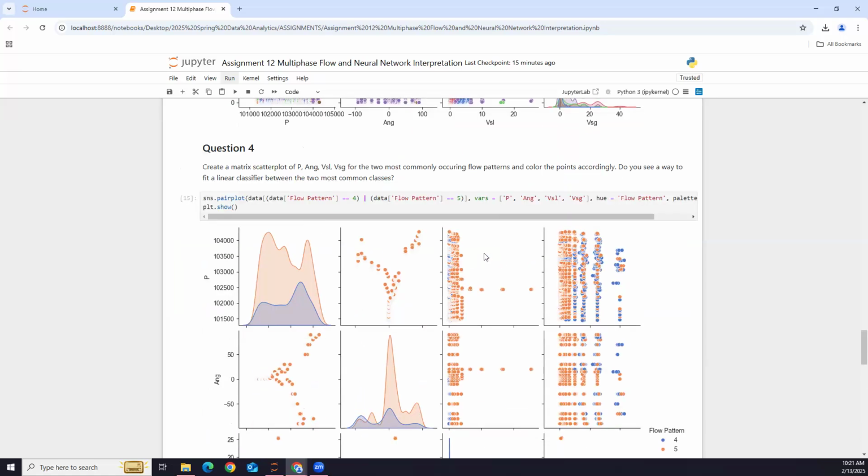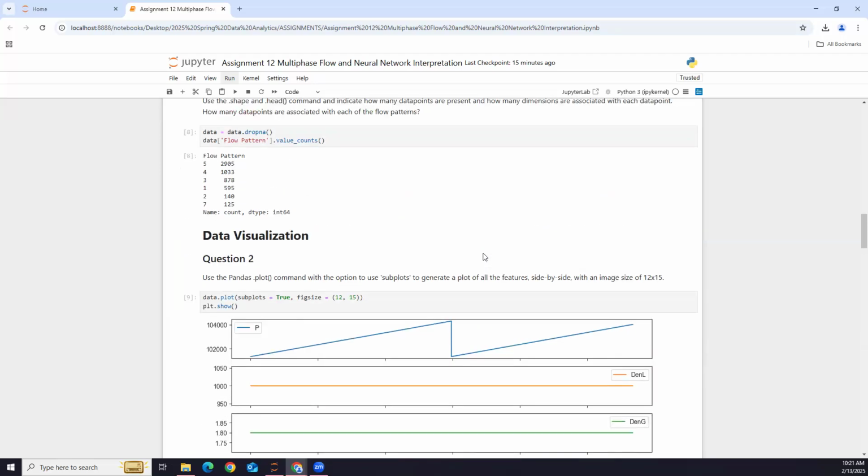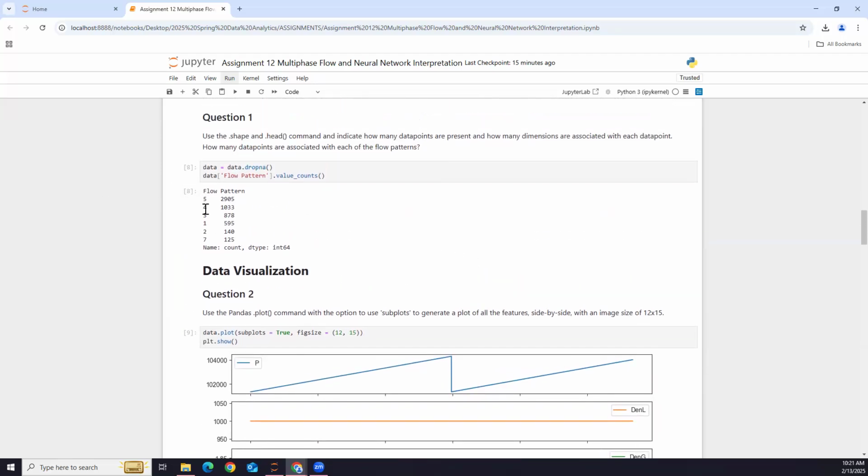What do I mean by that? If I scroll up a little bit more, we can see that 5 and 4 are the most frequent classes. 3, 1, 2, and 7 are relatively infrequent. So if I were to choose a test data set without taking into account the proportions of these various labels, it's entirely possible that my test data set, which is 20% of the data, might only have flow patterns 5 and 4 because I'm just randomly selecting 20% of the data set, and pattern 5 and pattern 4 happen to be the most frequent. I end up with a test data set that contains only those patterns.